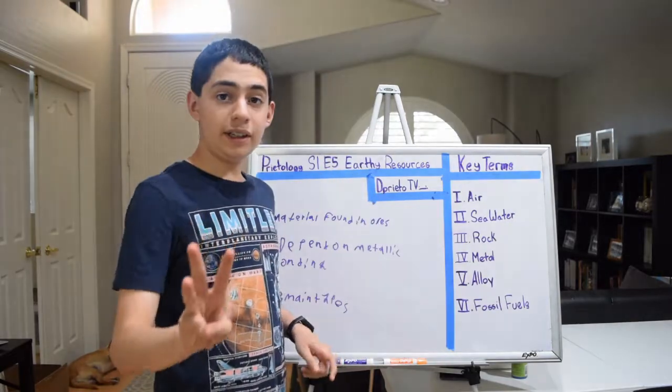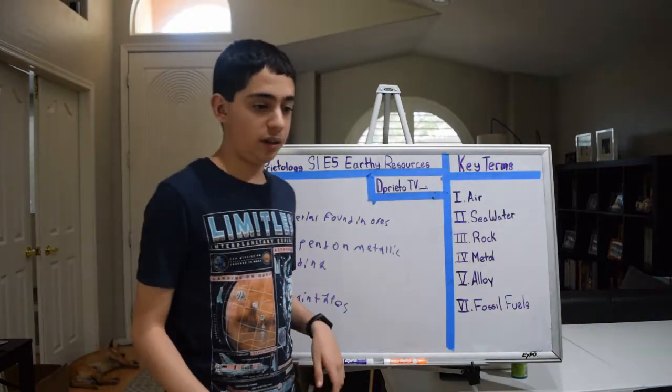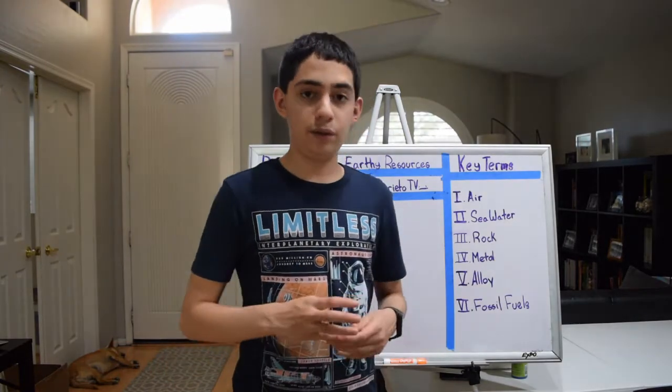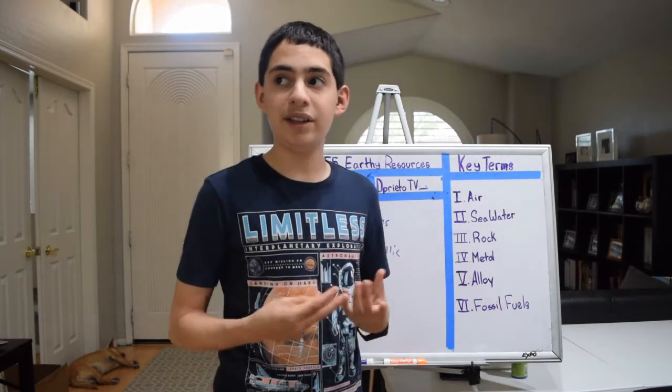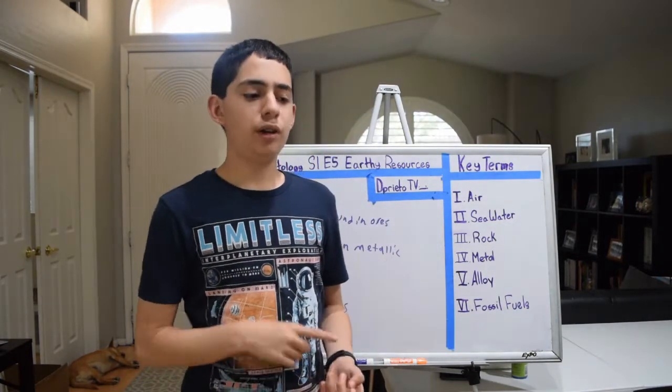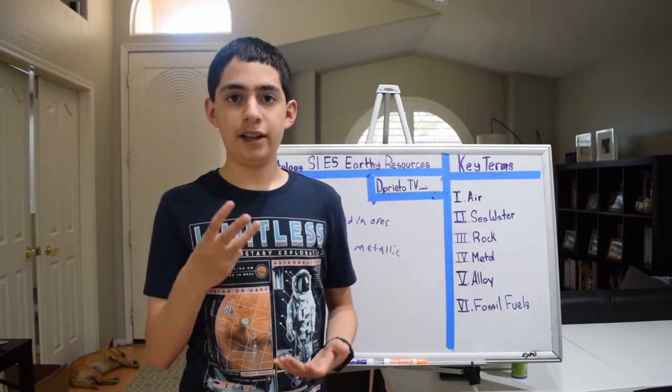There are 3 main types of metals. The first one is reactive. Those are metals that corrode very easily, like I just said. Some examples are copper, lead, zinc, and tin.